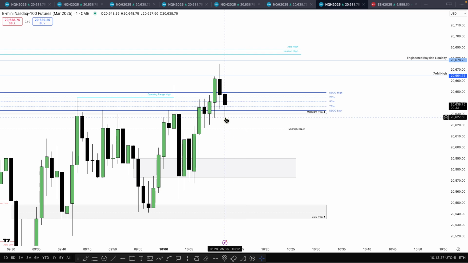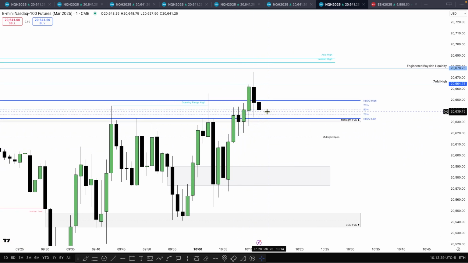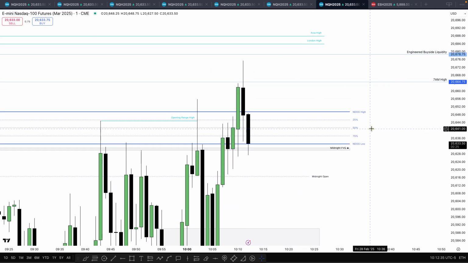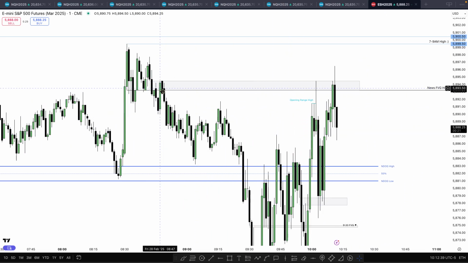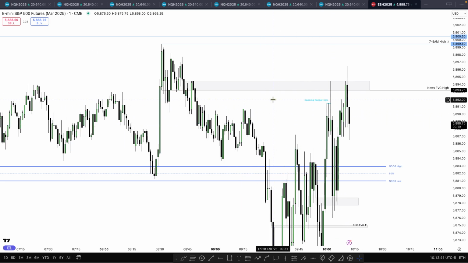I already have my trade for this morning, so I'm not going to look to enter anything here, but still stay on with you guys. Let's look at ES right now. ES is still rejecting off of this SIBI. It did get a close above the news fair value gap high. It's the news fair value gap low.